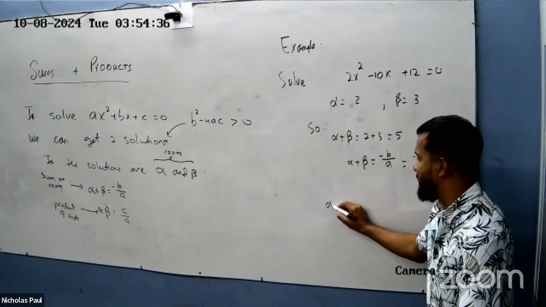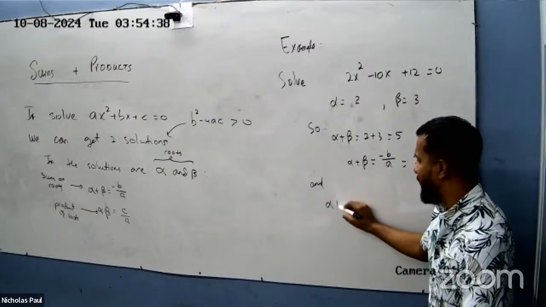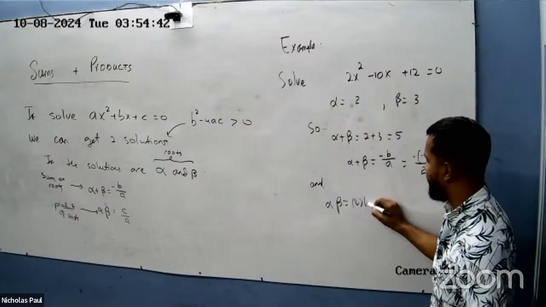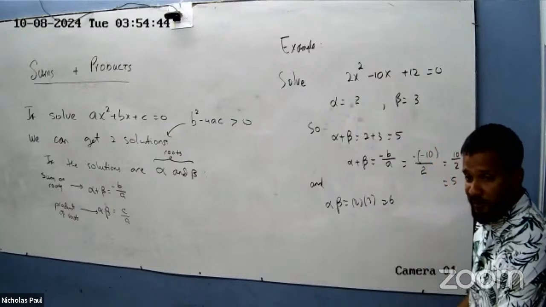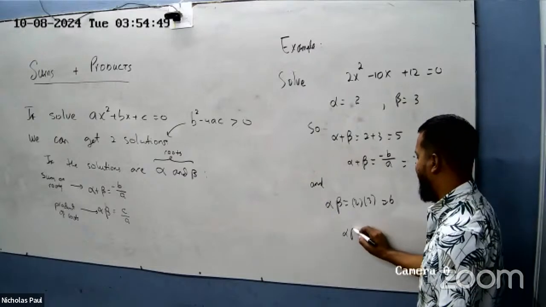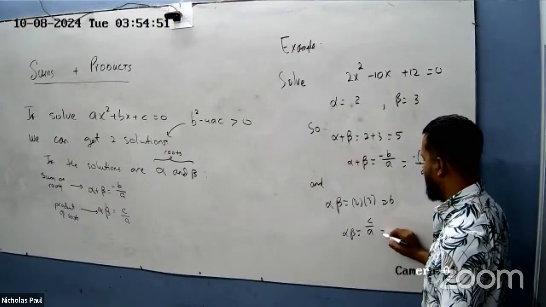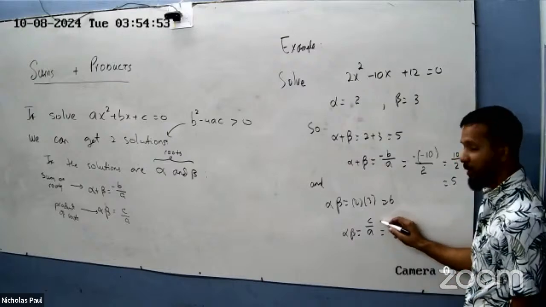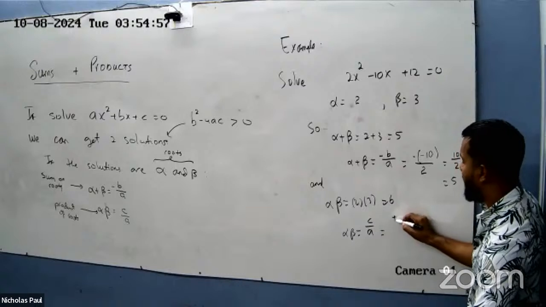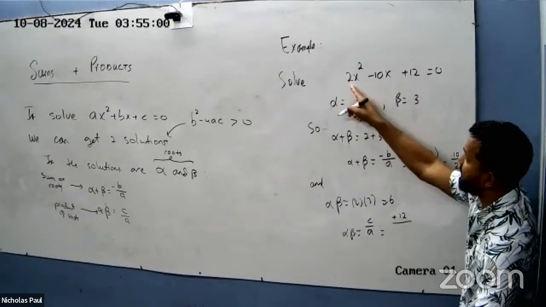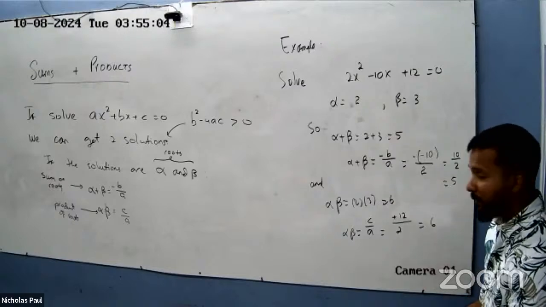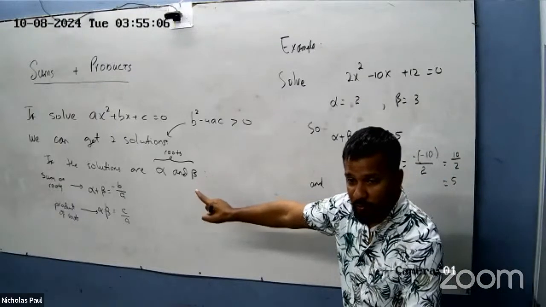And now let's check out alpha by beta. 2 by 3 is how much? 2 by 3 is 6. So let us see if that rule will hold. Alpha beta is c over a. Well, c is what? Plus 12, and a is what? 12 divided by 2 is 6. So it means that the rules are true.